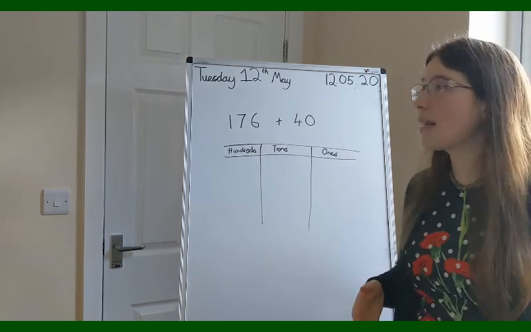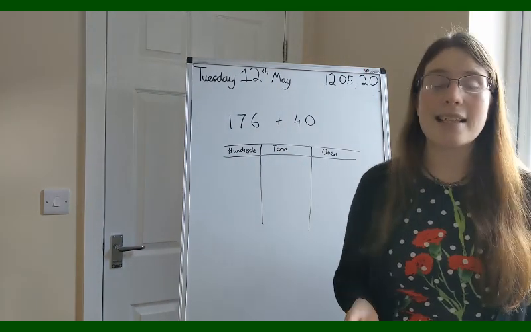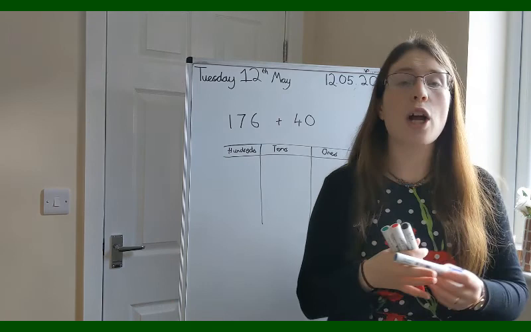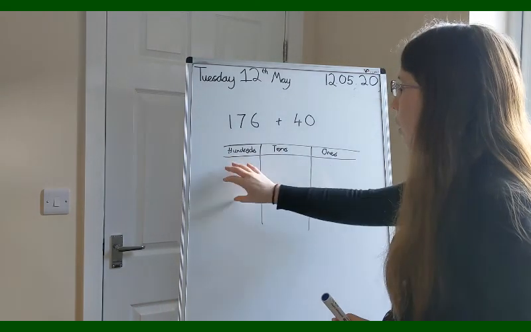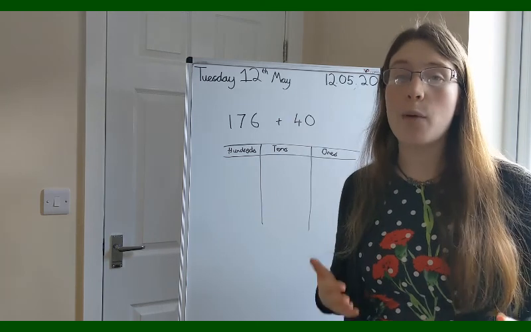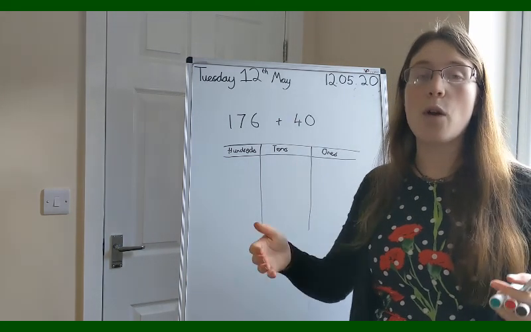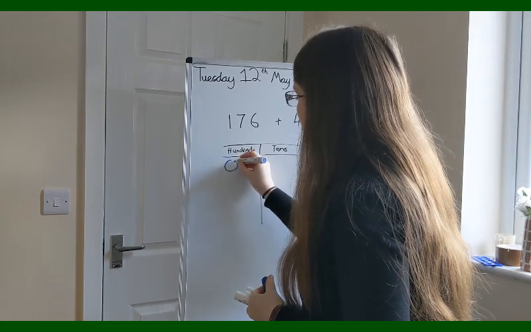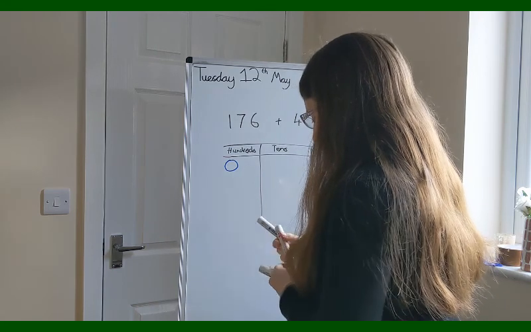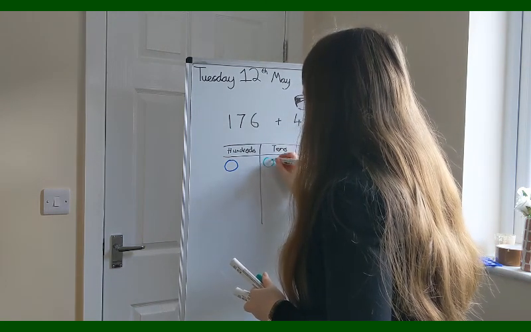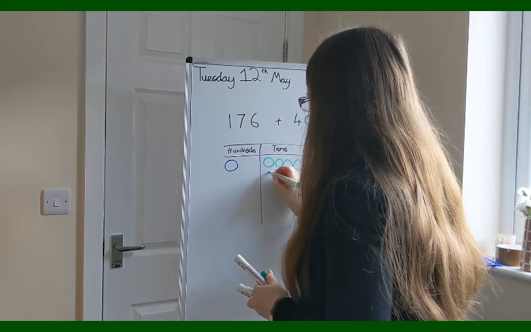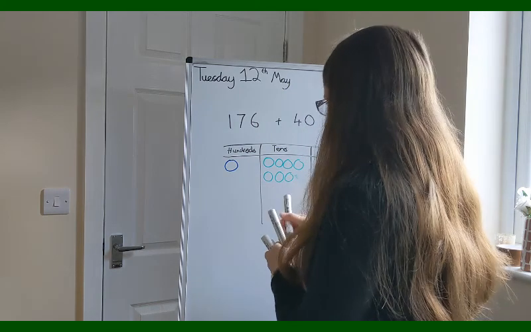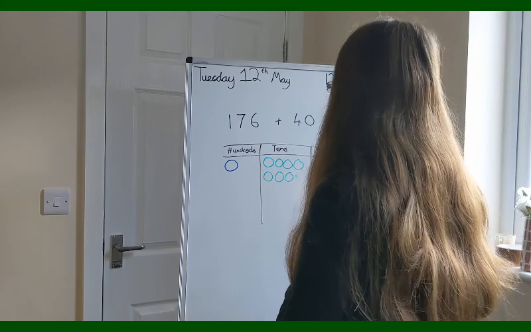So let's go through an example together. We're going to do 176 add 40. So my first step is going to be to show 176 on my place value chart, and we always start with our bigger number because it's easier to add on from the biggest number. So in 176 I've got 100, I've got 7 tens, and I've got 6 ones.